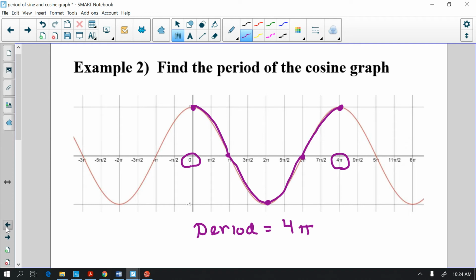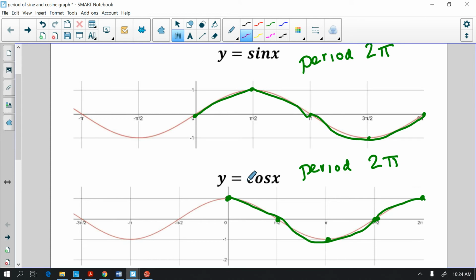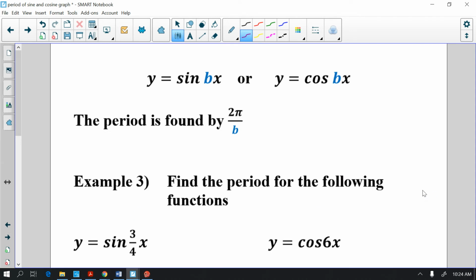Now, with your amplitude from yesterday, it was really easy to see where the amplitude came from in terms of your graph. But if I go back to this, sine of x and cosine of x, they both have a period of 2 pi. Right? Where does that 2 pi come from in relationship to your sine and your cosine graph? Because there's no 2 pi in the equation. Like the amplitude, it all had to do with the number that was in front of your sine and cosine. So where does that 2 pi come from in terms of your graph?